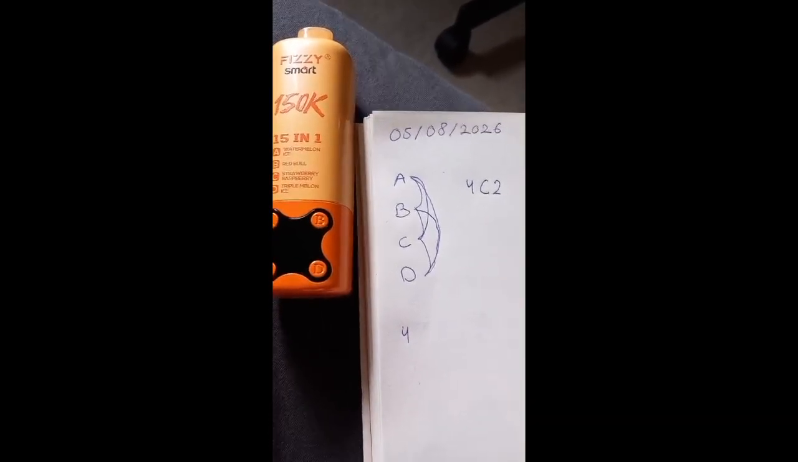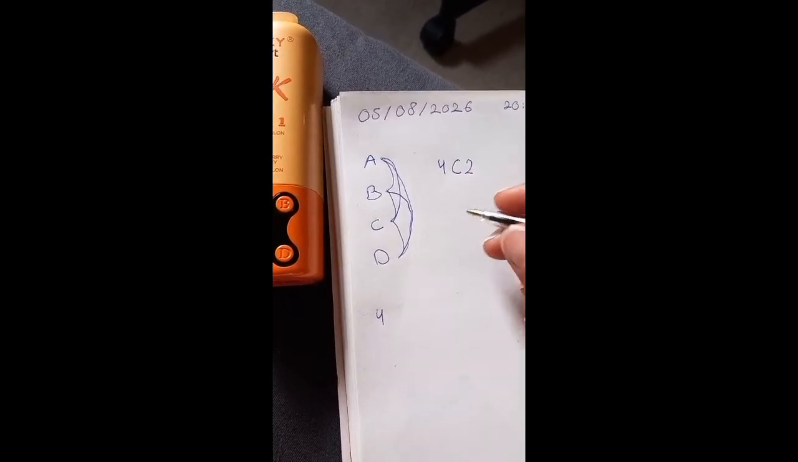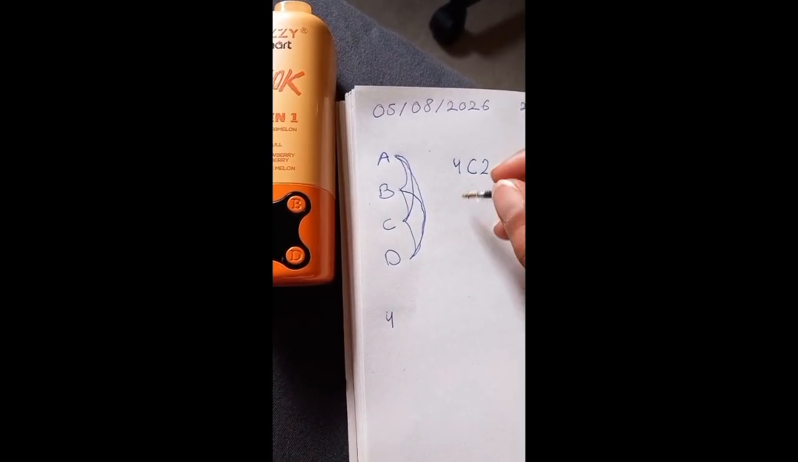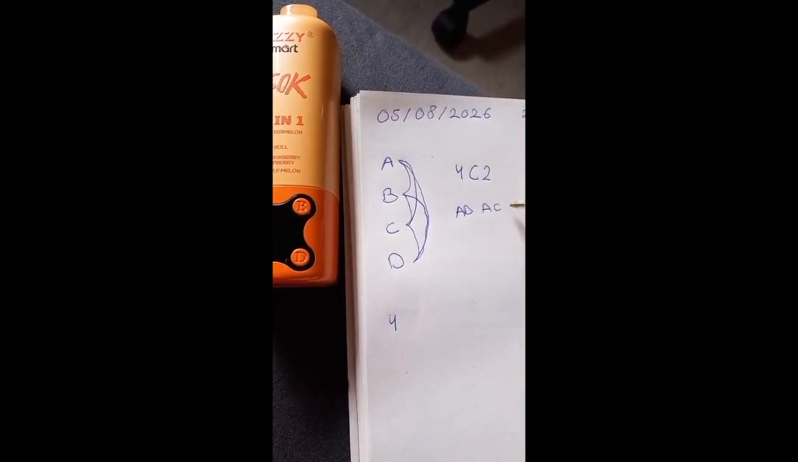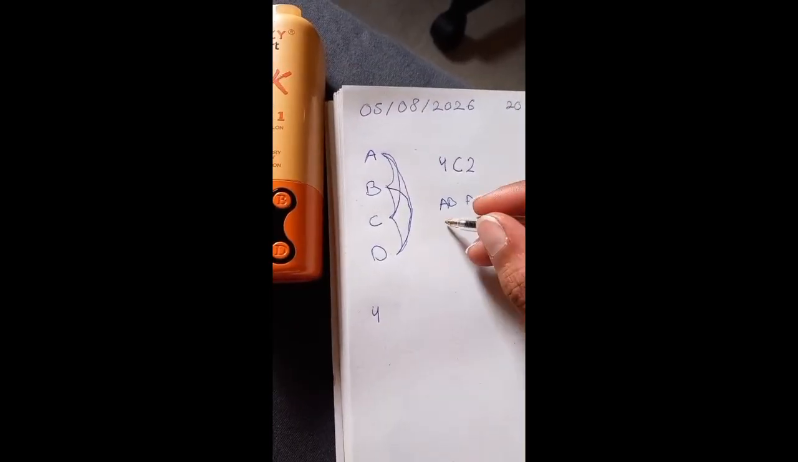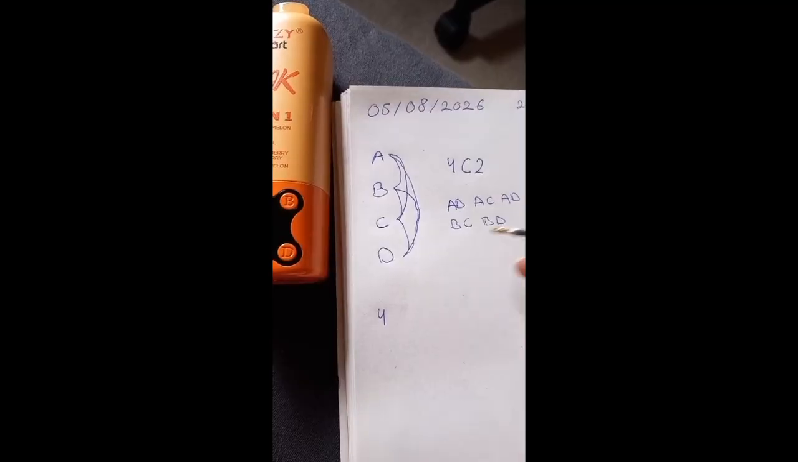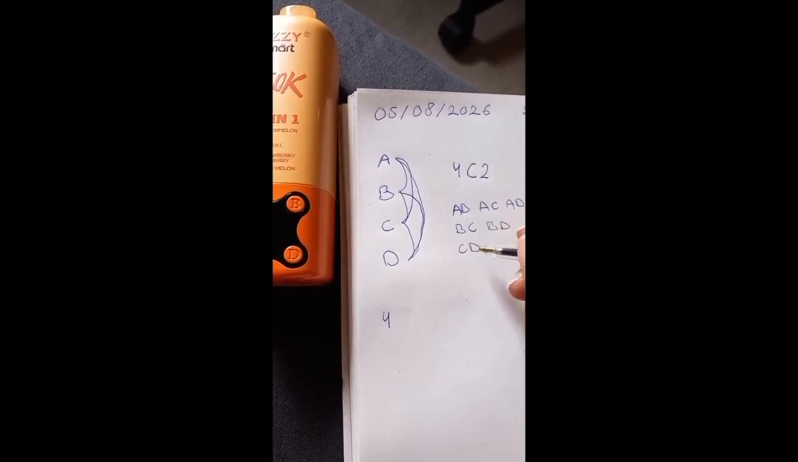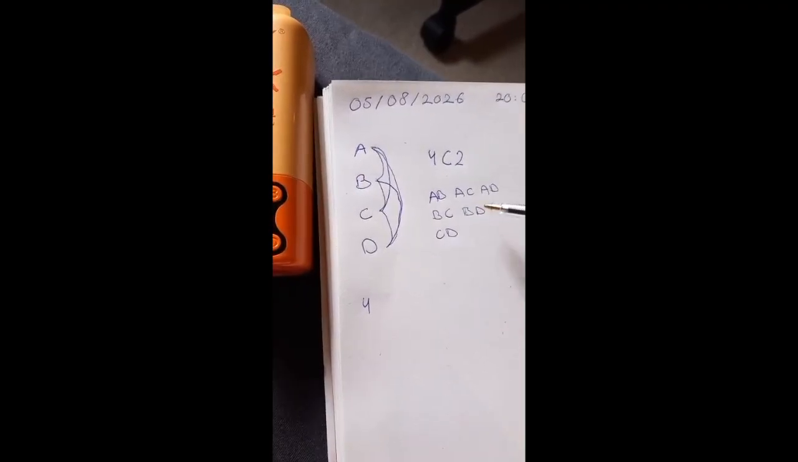And then you have 4 combination 2, because you pick 2 out of 4. And then the 6, because you have AB, AC, AD, BC, BD, CD, right? You have 3, 5, 6.